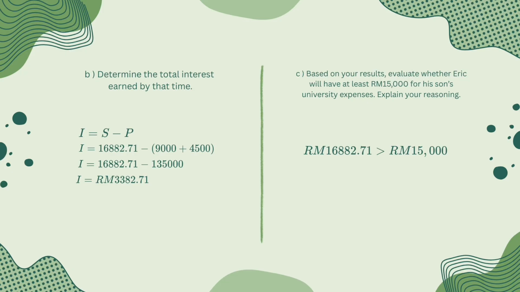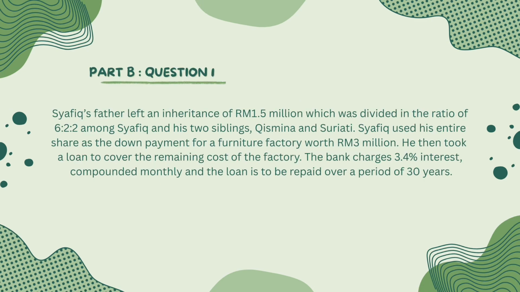That's for question B. For question C, we have to evaluate whether Eric will have at least 50,000 for his son's university expenses. So the answer is yes, Eric has enough money to cover his son's university expenses, which is at least 50,000, because the saving that Eric has is 60,882 ringgit 71 cents.